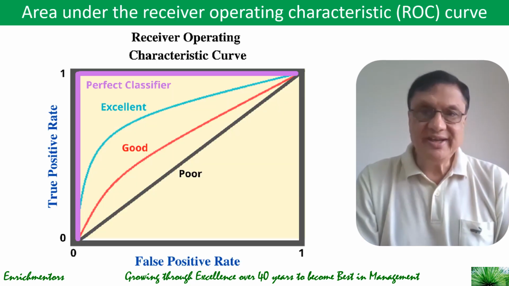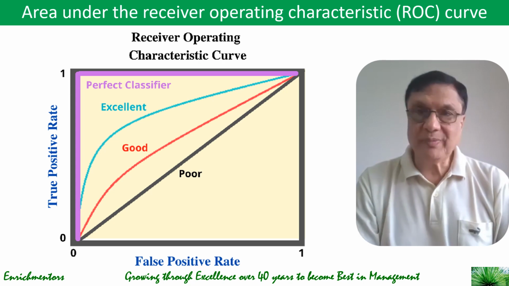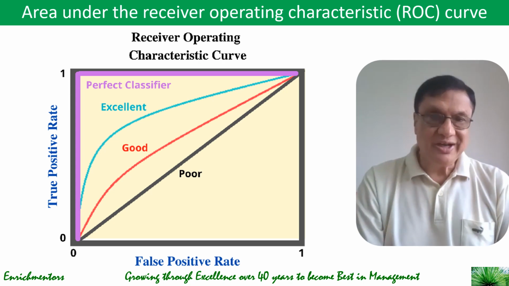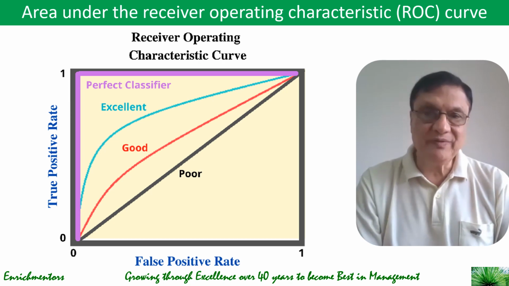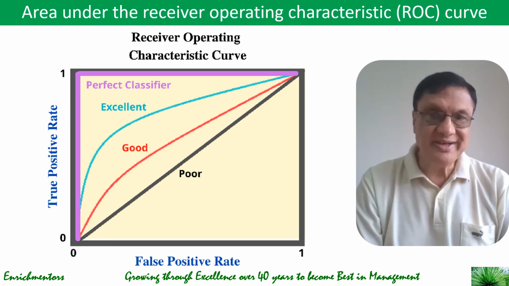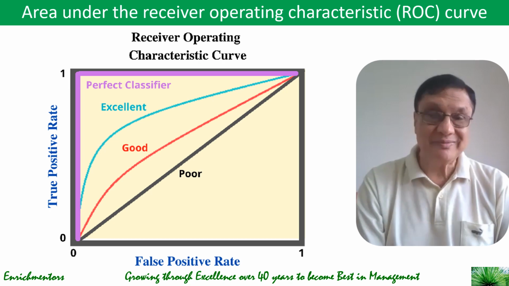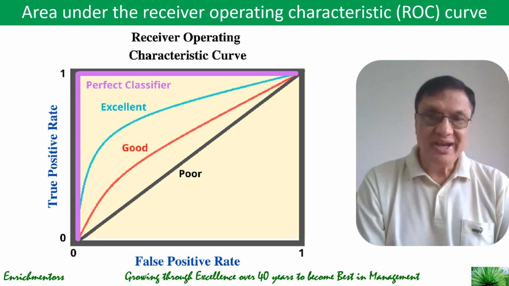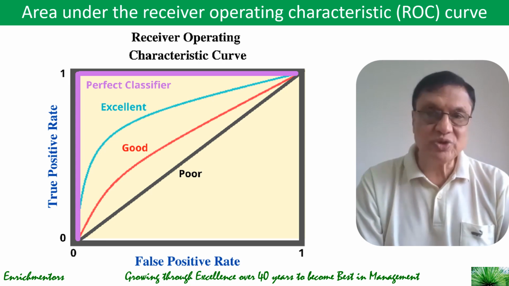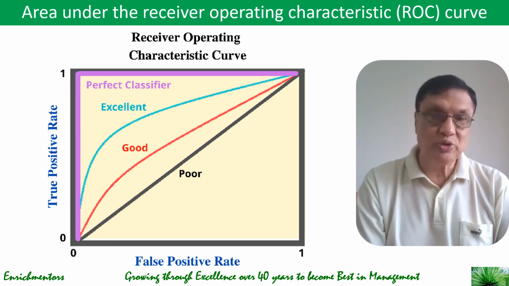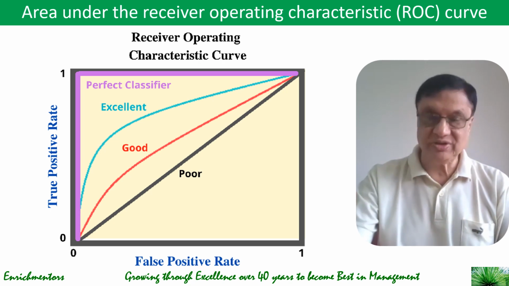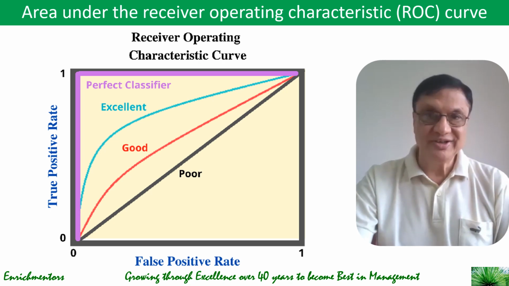And finally, the area under the receiver operating characteristic (ROC) curve is a measure: if it is a perfect classifier or perfect prediction, then the area under the curve is maximum. And if it is half-half, it's a poor prediction. And anything more than half-half is called good. This is plotted with the true positive rate on the vertical axis and the false positive rate on the horizontal axis.